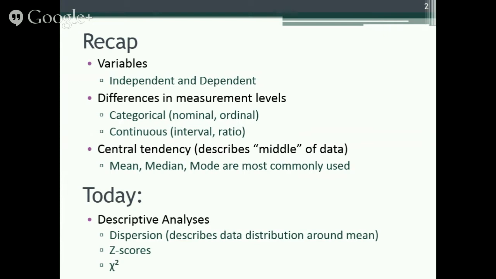And what we also said was that the mean could only be used for continuous variables, whereas the mean, median, mode could be used for all the variables. And the reason we said that the mean could be used for only continuous variables was because continuous variables allow us to do our full set of arithmetic operations. So the only way you can calculate a mean is if you have a continuous variable.